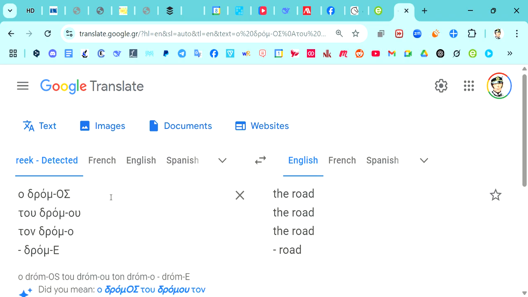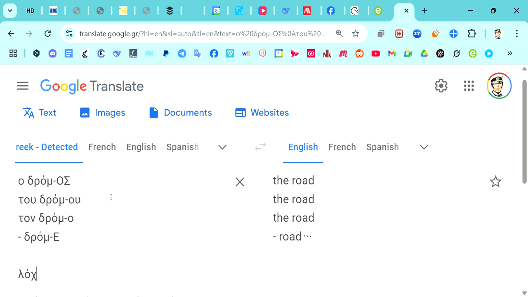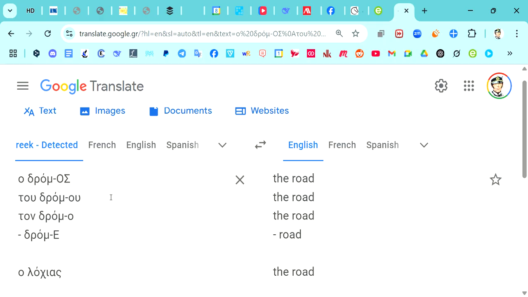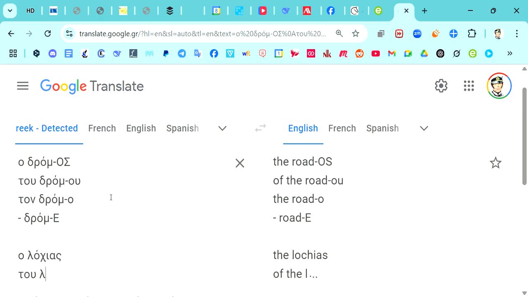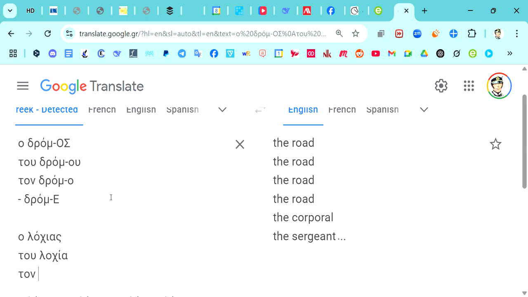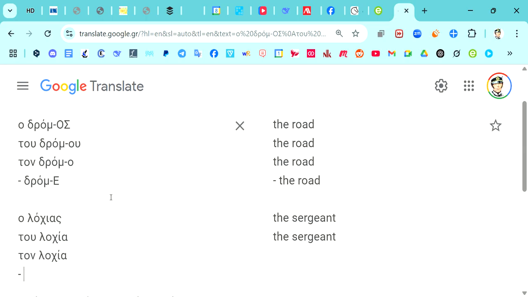However, if I take the word logias, detergent, which I mentioned earlier, it could be all logias, and all the other cases will be the same. The difference will only be in the article. Tu logia, ton logia, and the vocative logia. Okay. So the only difference here is whether I have or don't have the S.